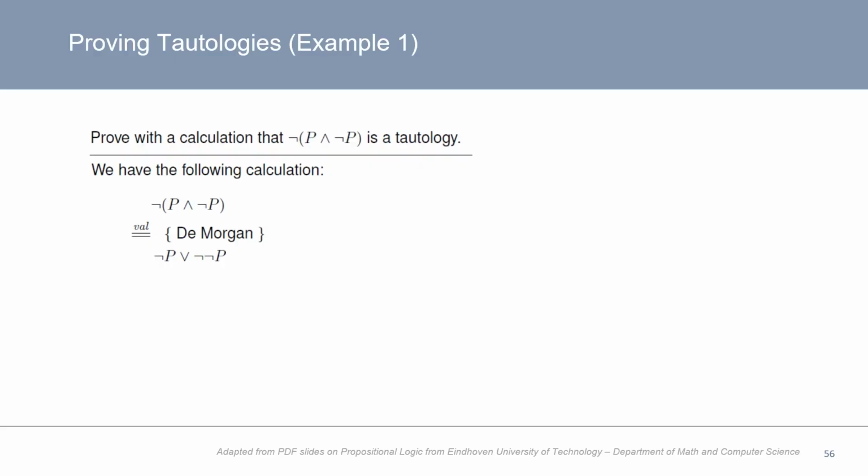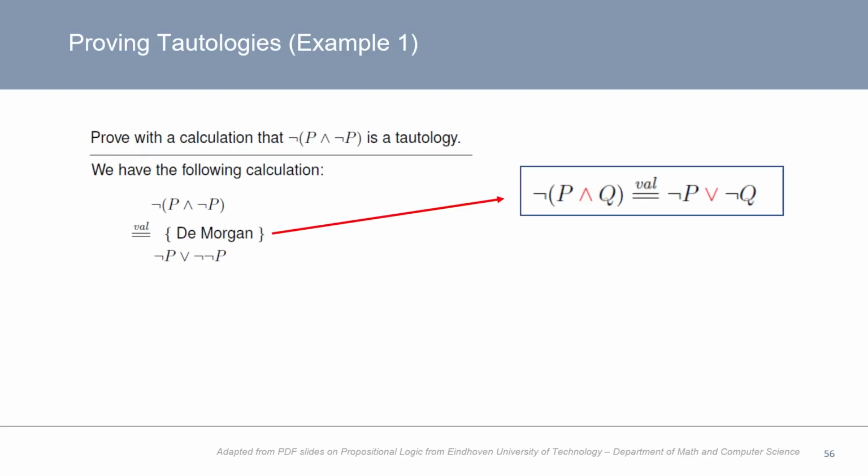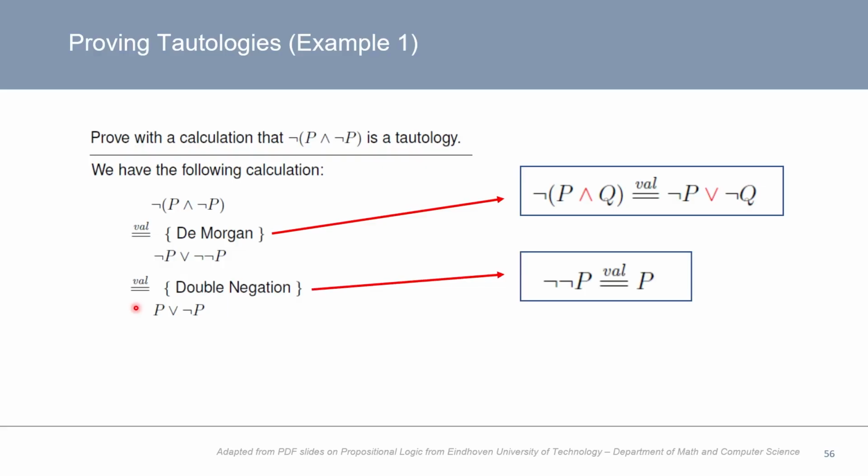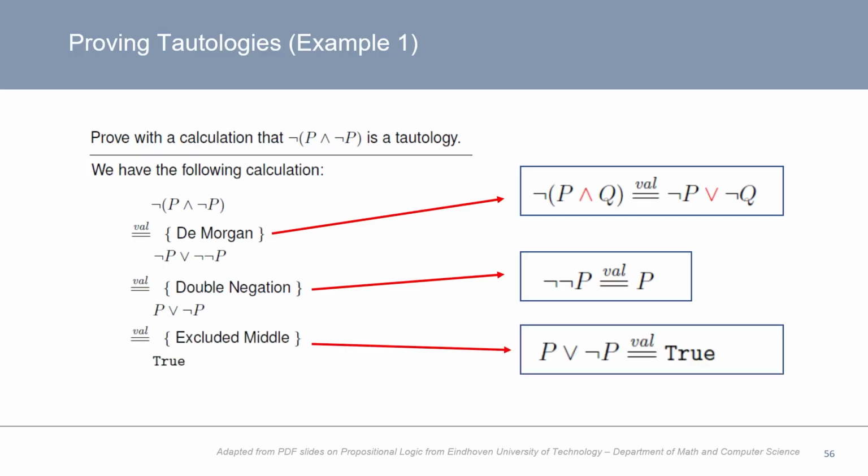Starting with our target formula, we can apply equivalence laws to transform it. First, we apply De Morgan's equivalence, shown here on the right. This lets us transform our starting formula into this next one, which is equivalent to the first. Now we can apply double negation, shown here on the right, to further transform this expression into this one, which is also equivalent. Lastly, we can apply the excluded middle to also show that this expression is equivalent to true. At this point, we've demonstrated that our original formula is equivalent to true. Therefore, our original formula is a tautology.